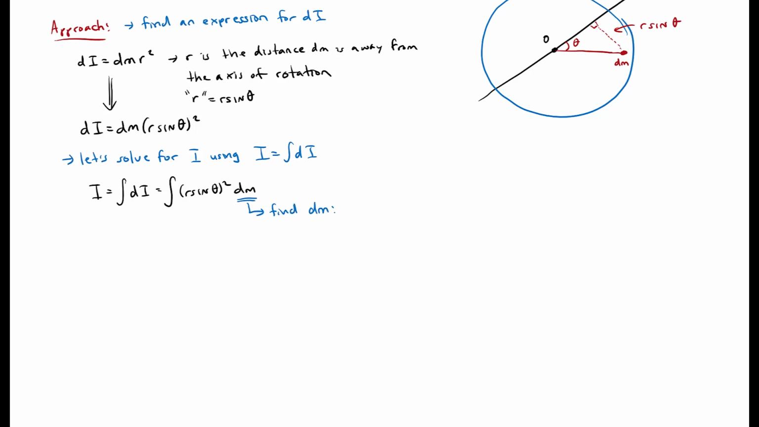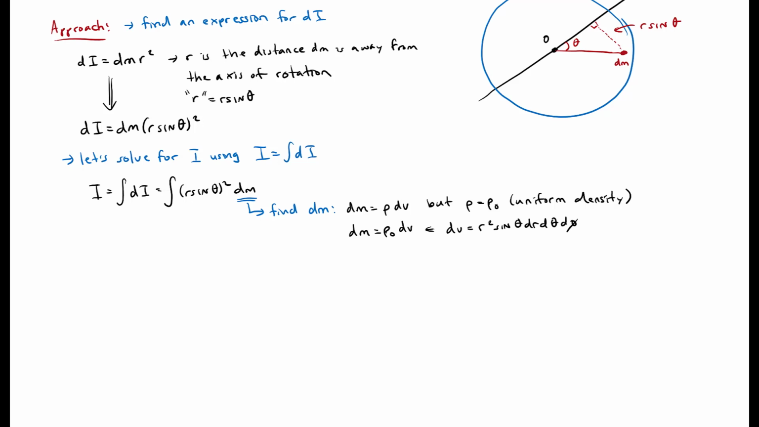We're going to find dm. We already know that dm is going to be equal to some sort of rho dv, but we have uniform density, so rho is simply equal to rho naught, due to uniform density. So we have dm equals rho naught dv. Apart from that, we also know that dv is equal to r squared sine theta dr d theta d phi. What else do we know?